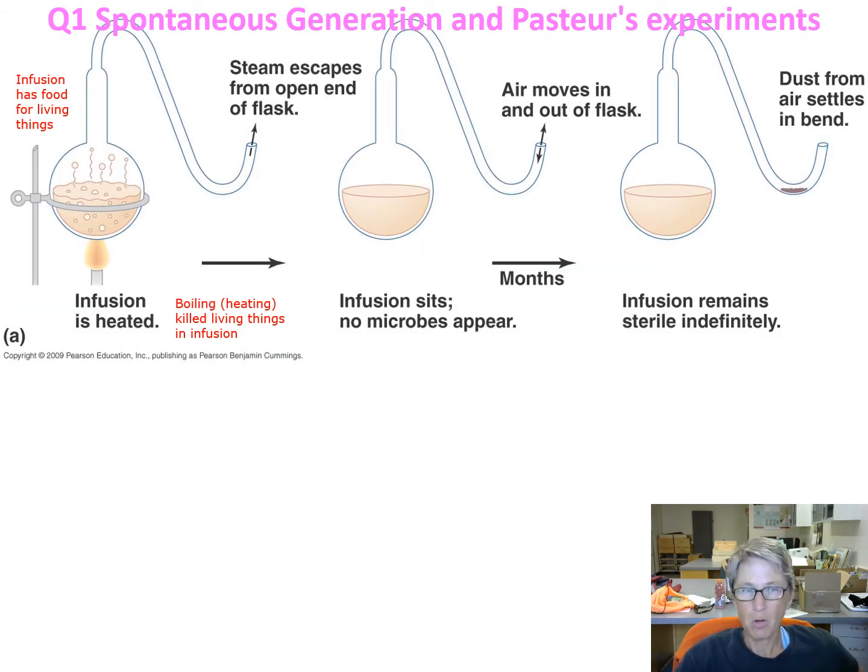So Pasteur did these experiments to disprove spontaneous generation. So he had this flask. This is the bubble part of the flask. And then this part here, this is called a swan neck flask. If you've ever seen a swan, maybe you know why they call it a swan neck flask. So they've got this infusion, this stuff in here, this brown stuff. I'm not sure what it was.